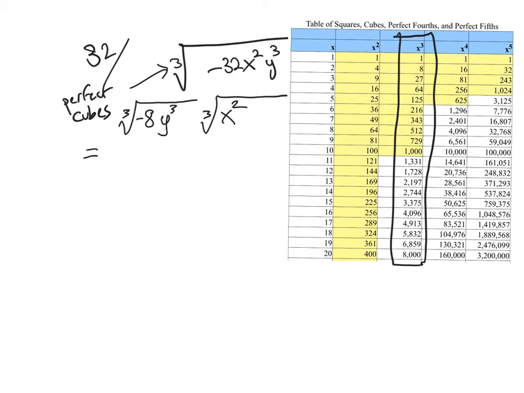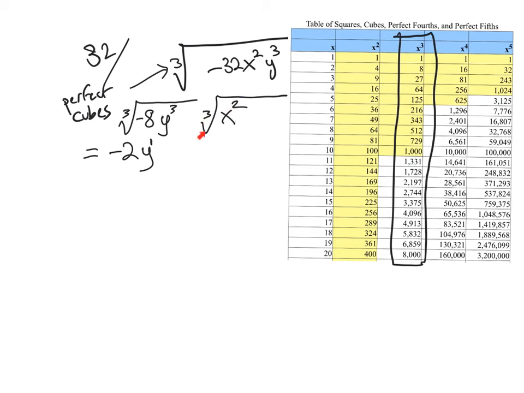The cube root of negative 8, boom, negative 2. The cube root of y cubed is just going to be y because all we said we're going to do is you divide the exponent by the index. Let me repeat that. You divide the exponent by the index. You never divide the coefficient. You always only divide the exponents by the index. So if you want, you could put a 1 there if that helps you. You don't need to.